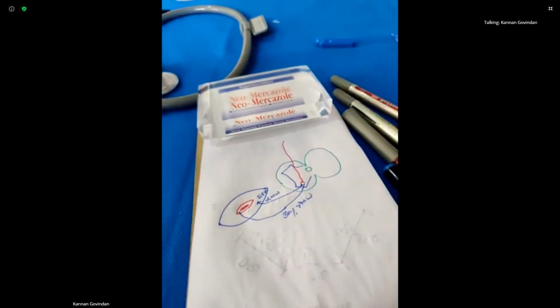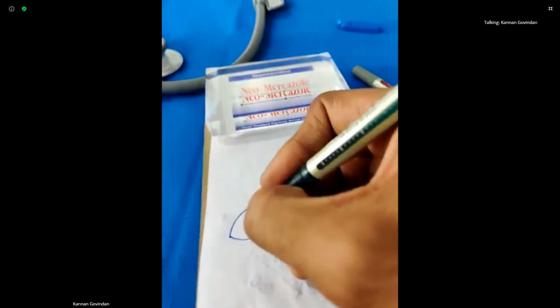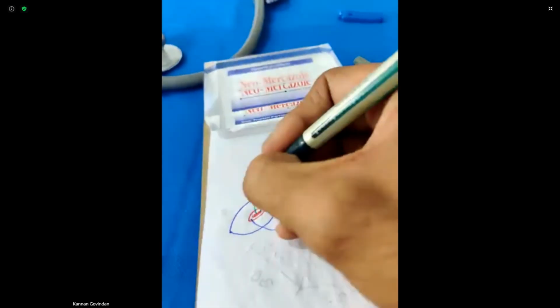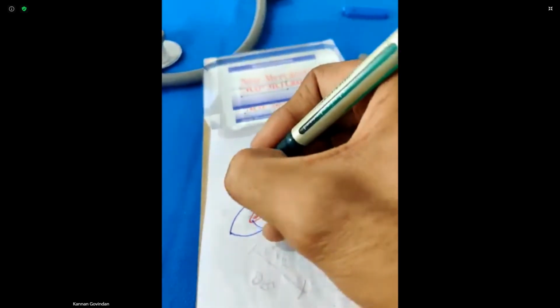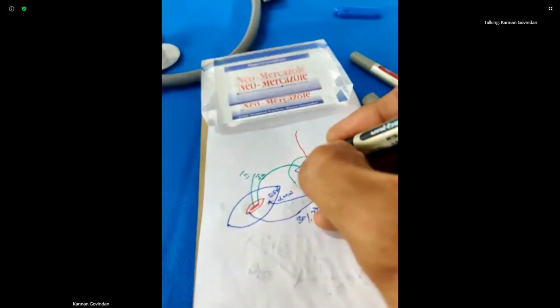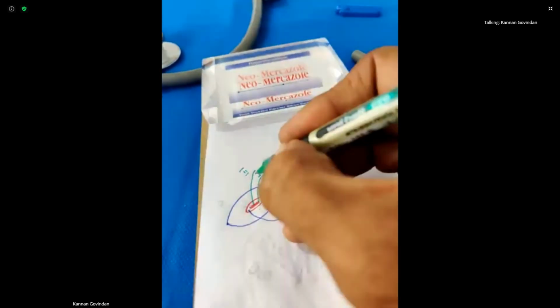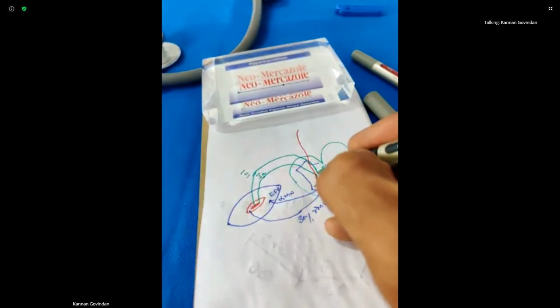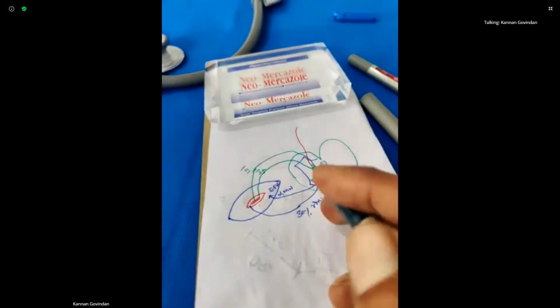Now coming to sensory fibers, from the muscle spindle we have 2 types of afferent, type 1A and type 2 fibers. Both these fibers go and end in alpha motor neuron. Okay, they have direct synapse over the alpha motor neuron.